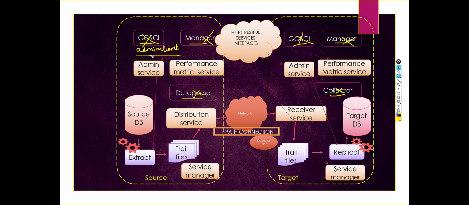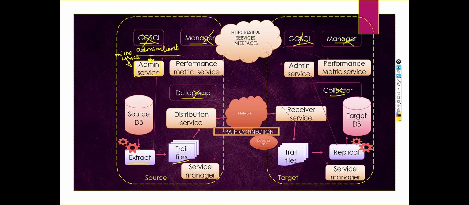This admin client will be connected to the admin service, which you can consider a microservice. The admin service is responsible for all the administration tasks. When you're adding an extract, in the backend this admin service is responsible for adding it. When you're adding a trail file to this extract, the admin service is responsible. Likewise, for adding replicat, managing the credential store, checking the stats, checking the performance information, and monitoring all the components, everything will be managed by the admin service.